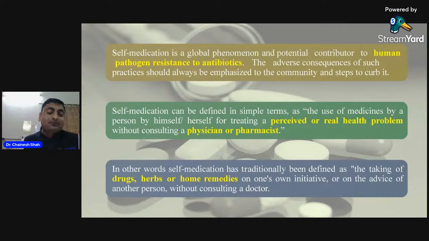Over the counter drugs are those that don't require any prescription. So they will go to a medical store and buy them. Like, I am having a headache and I am buying a medicine; okay, it is over the counter. But self medication is half knowledge, and half knowledge is always poisonous.